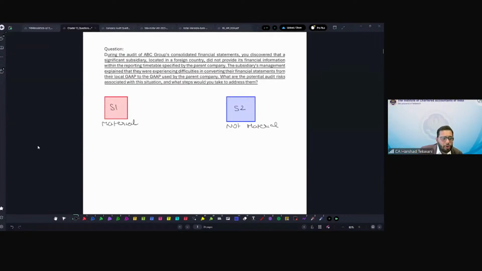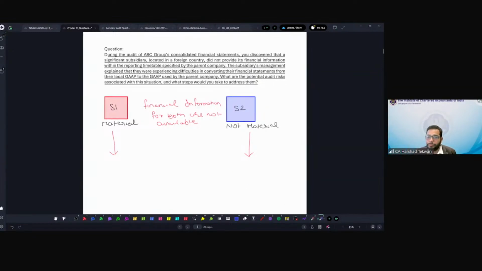Now, let's say the financial information for both is not available. What are the actions, or rather the steps, that you will take in both scenarios, one by one? Let's go first for S2. We don't have financial information available for S2. What steps will you take as a group auditor?